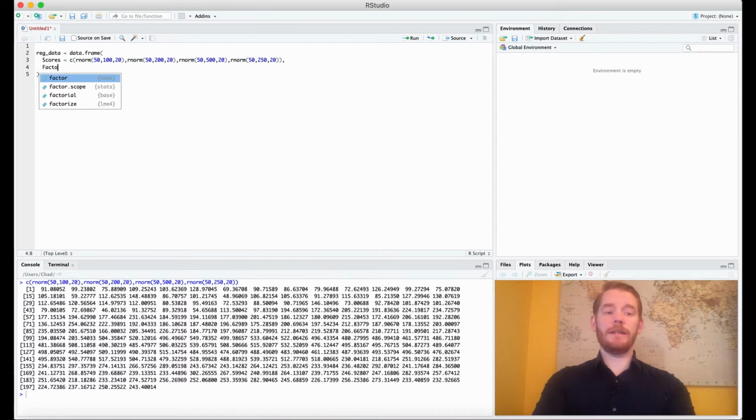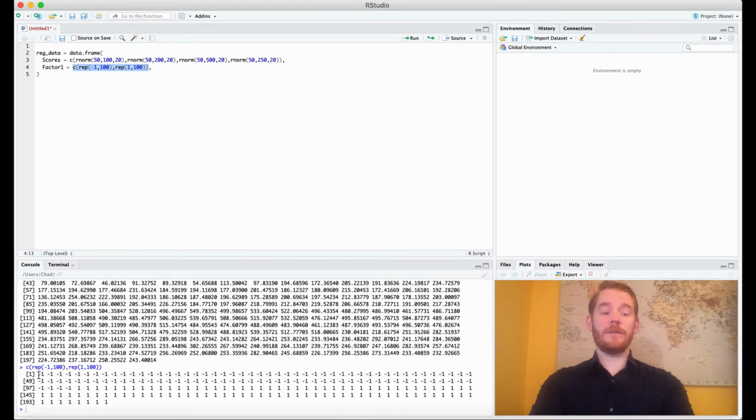Great. Next, what we need is factor 1, and we're going to use orthogonal coding here. I'm not going to go into what that means, but it's important, and you can look it up if you'd like. We're going to repeat negative 1 100 times, and then repeat 1 100 times. What that gives us is our first factor, where the first 100 data points are level 1, and the second 100 data points are level 2. Then we're going to do factor 2, which is very similar, but instead we're going to repeat negative 1 50 times, and then repeat 1 50 times, which gives us half the amount of data, and then we're going to repeat this whole thing twice.